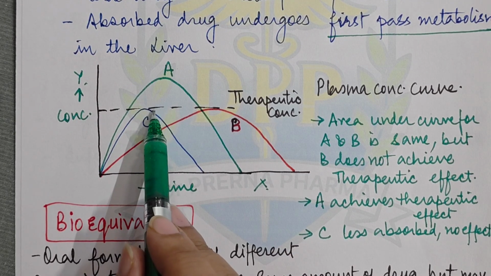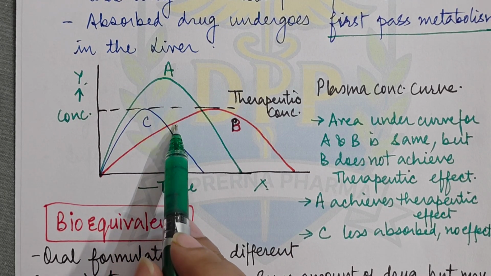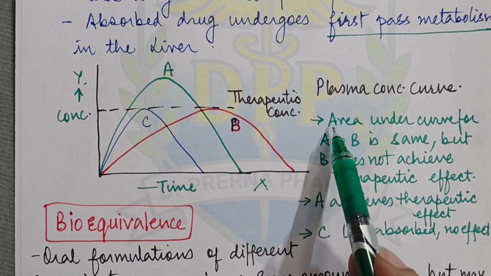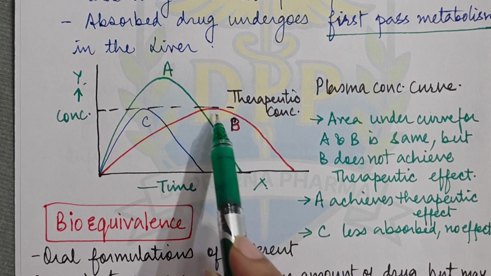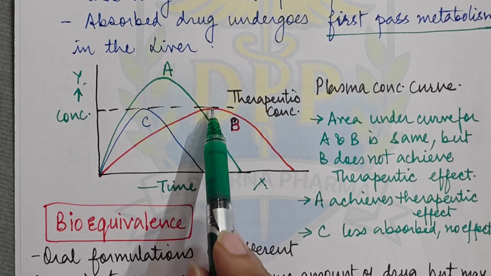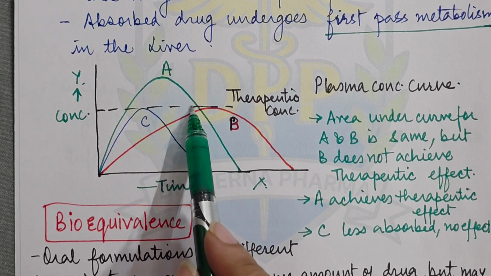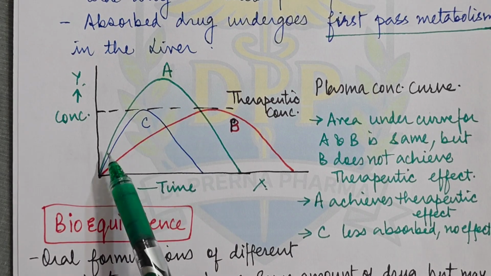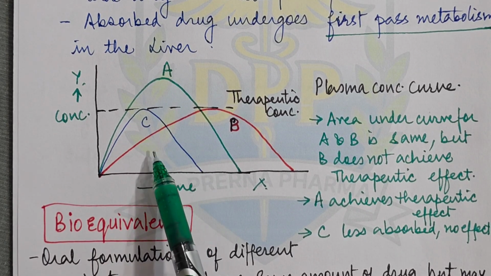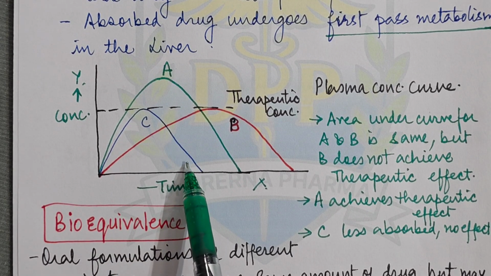Okay, अगर उस तक नहीं पहुंच रहा है ड्रग का concentration, तो फिर वो इफेक्ट नहीं लाएगी हमारी बॉडी में. So now here you can see that area under the curve for A and B is same, but B does not achieve the therapeutic concentration, so it will not have a therapeutic effect. While A is reaching the therapeutic concentration and going above it, so it will bring a therapeutic effect. And C in the meanwhile is not achieving, so less absorbed, so it does not have any effect.